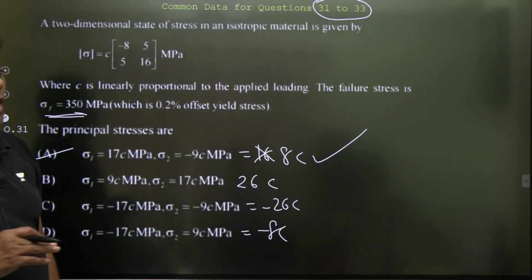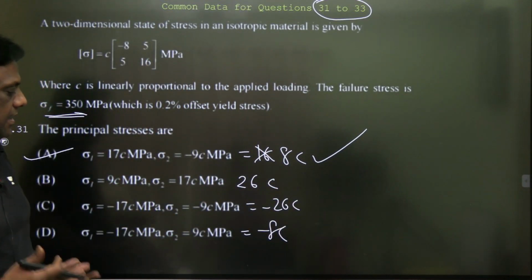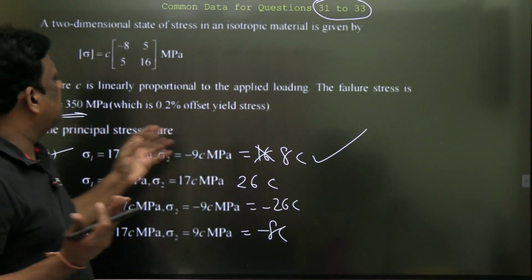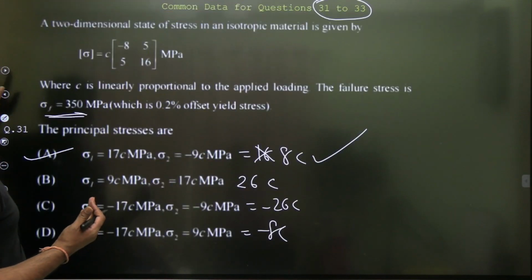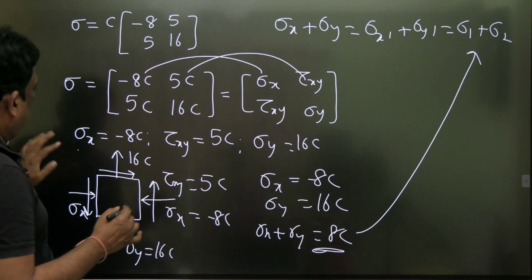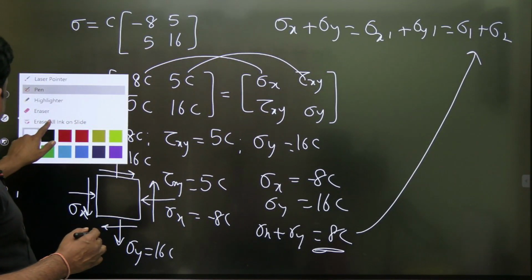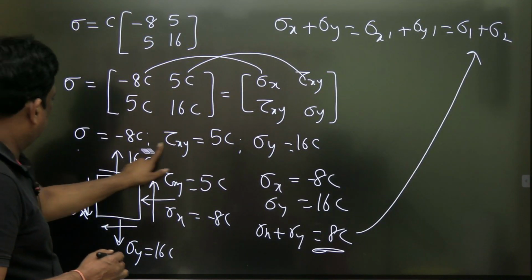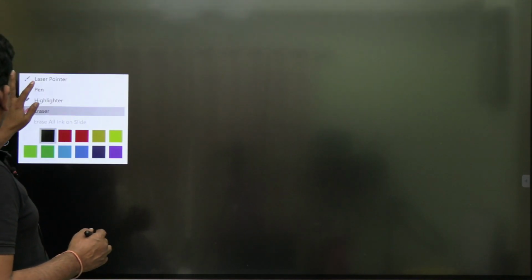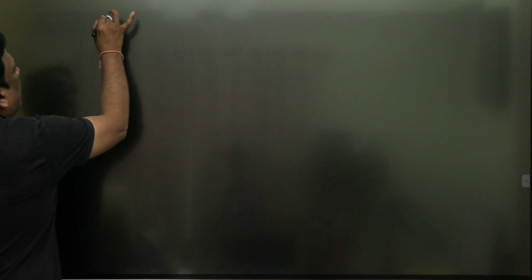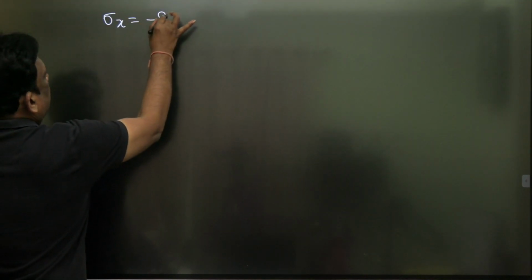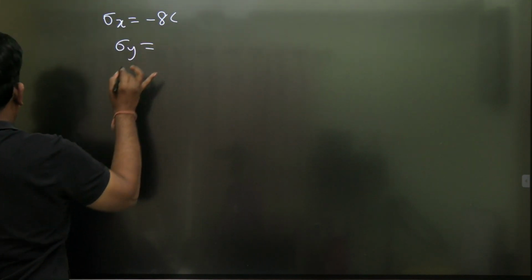But now, how to do this if two values are equal to 8C, then what to do? Very simple. Where is the problem, dear students? Let me do this. One second. Very simple. So let me erase all. Now, we have sigma x is equal to minus 8C, sigma y is equal to, where is that?